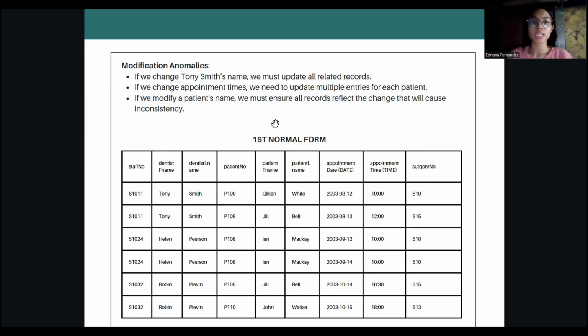inconsistency. It simply implies that anomalies occur when changes to one data entry require updates or deletions in related records, which can cause risk of data loss and inconsistencies. So now let's proceed in performing data normalization.